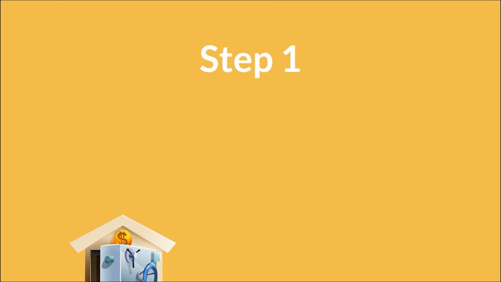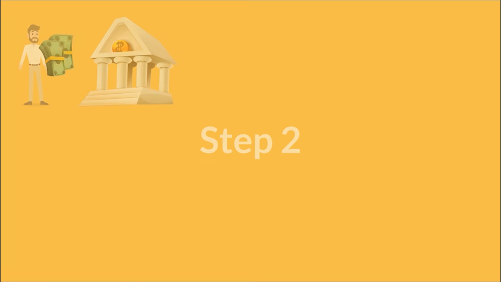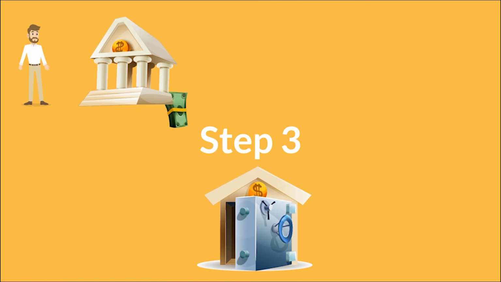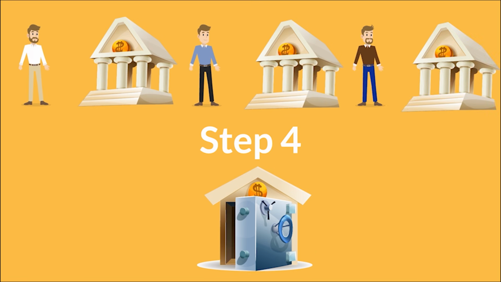Step 1. The central bank creates cash, which then ends up in the economy. Step 2. People bring cash to the bank. Step 3. Banks keep a fraction of that cash at the central bank and lend out the rest. This is the money creation part. Step 4. This will happen again and again till it is no longer possible.